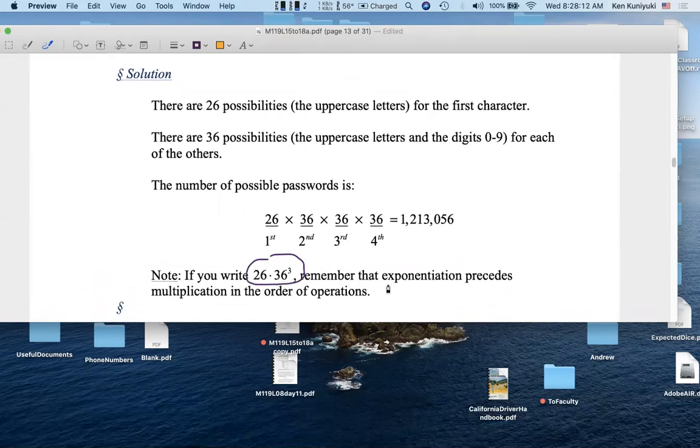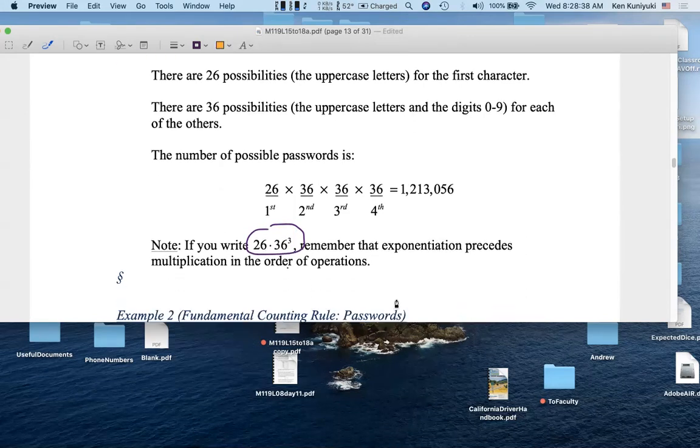Very often we can use exponents or powers to write this as shorthand to show work, and you should show some work. If you give me a final answer that's wrong, how can I give you partial credit? Remember that on a calculator, the exponentiation should precede the multiplication. So 36 to the third comes first, and then you multiply by the 26.